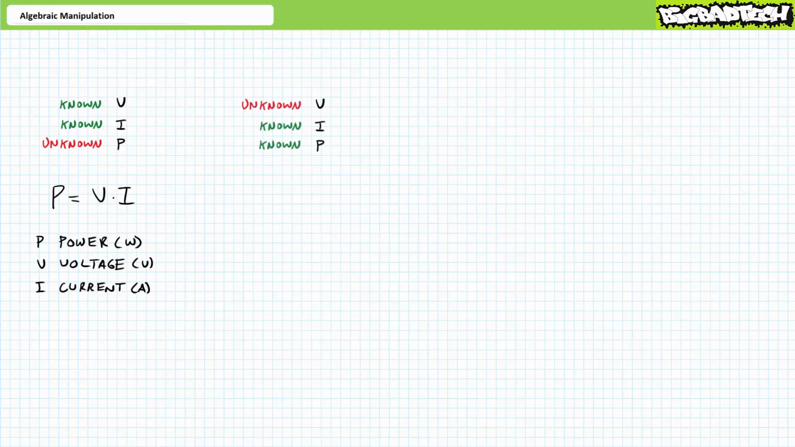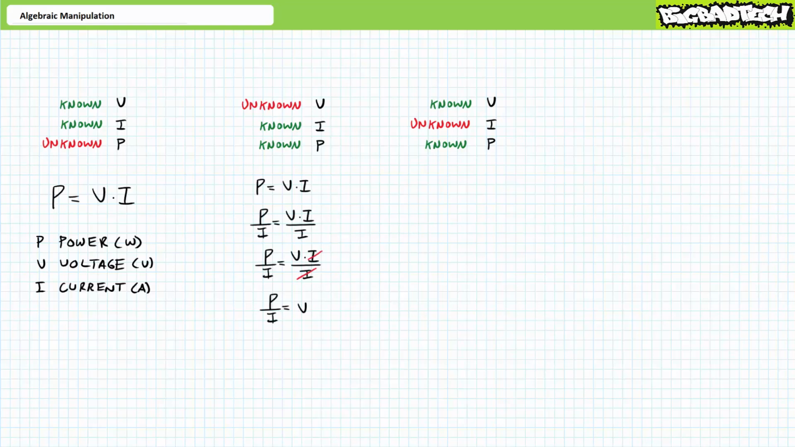See if you can algebraically manipulate this equation to solve for V, given known inputs P and I. Similarly, see if you can algebraically manipulate this same equation to solve for unknown quantity I, given known P and V values. By all means, pause the lecture and try this on your own. If you're tracking, you should have obtained the following results. Given P equals V times I, an algebraic manipulation of this equation demonstrates that V is equal to P over I.